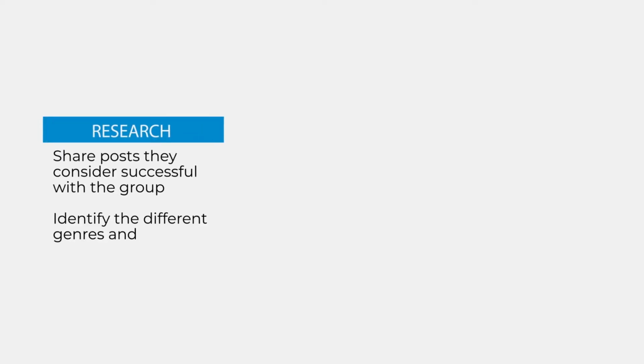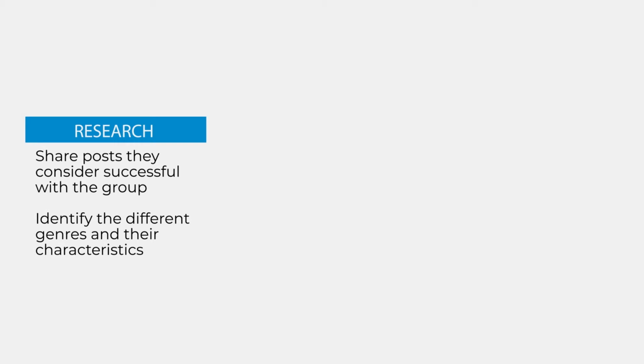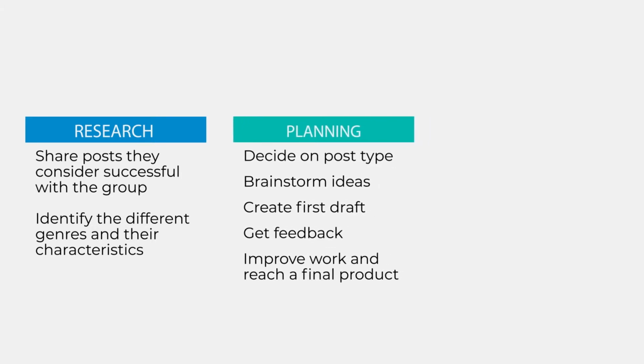Let's look at a practical example. Say your students are really into TikTok, for example. You can have as a project to create a TikTok video, and then divide the work in 3 phases: research, planning, and presentation. In the research phase, students will share the posts they consider successful with the group, identify the different genres and their characteristics, and then in the planning stage, they work in groups to decide what type of post to make, brainstorm ideas for content, create an outline or first draft, get feedback on their ideas, and improve on the work and reach a final product.